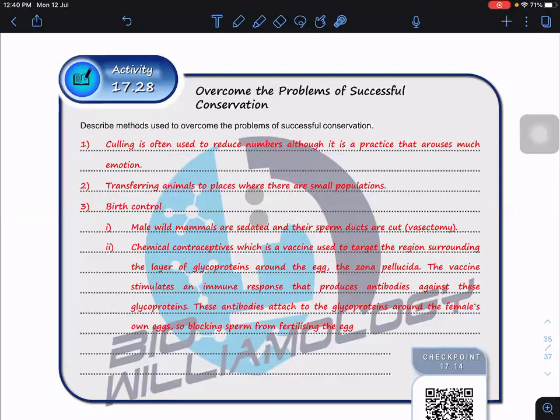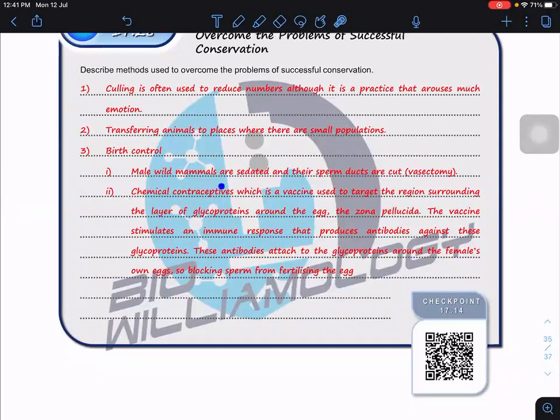We do have a third method called the birth control method. Male wild mammals are sedated and their sperm ducts are cut, called vasectomy. We do not do it for all males, but we can reduce the population by doing it for maybe half of the males. For females, we can give a chemical contraceptive, which is a vaccine. This is slightly different compared to humans, where the female takes the oral contraceptive pill.